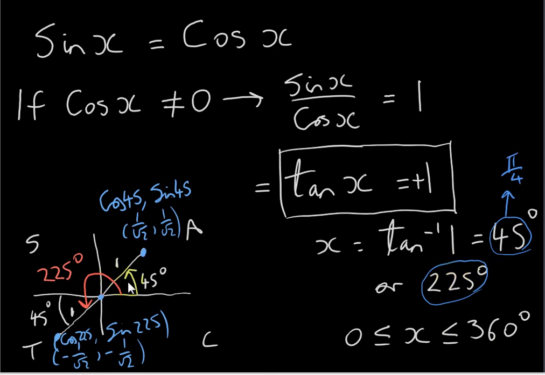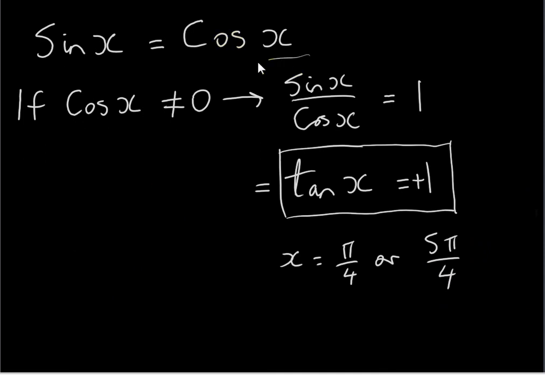we can just see that 225 is 5 times 45 degrees. We have 1, 2, 3, 4, 5 lots of 45 degrees here if you like. So we have 5 times pi over 4, which is 5 pi over 4 radians. So these are the answers in radians.